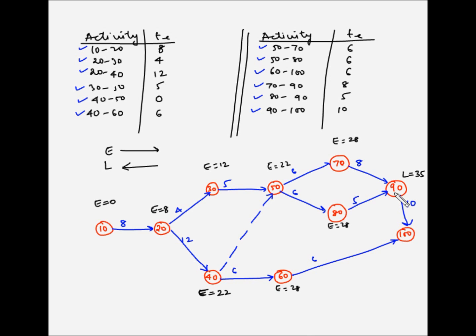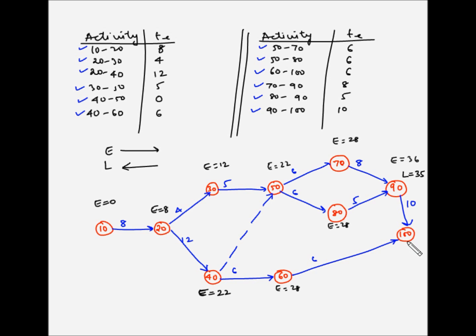For event number 90, the earliest occurrence will be the latest completion time between activities 70 to 90 and 80 to 90. So the completion time for activity 70 to 90 will be 28 plus 8, which is 36, whereas for activity 80 to 90 the completion would be 28 plus 5, which is 33. So activity 70 to 90 will be completing later than activity 80 to 90. So the earliest event number 90 can start is 28 plus 8, which is 36.